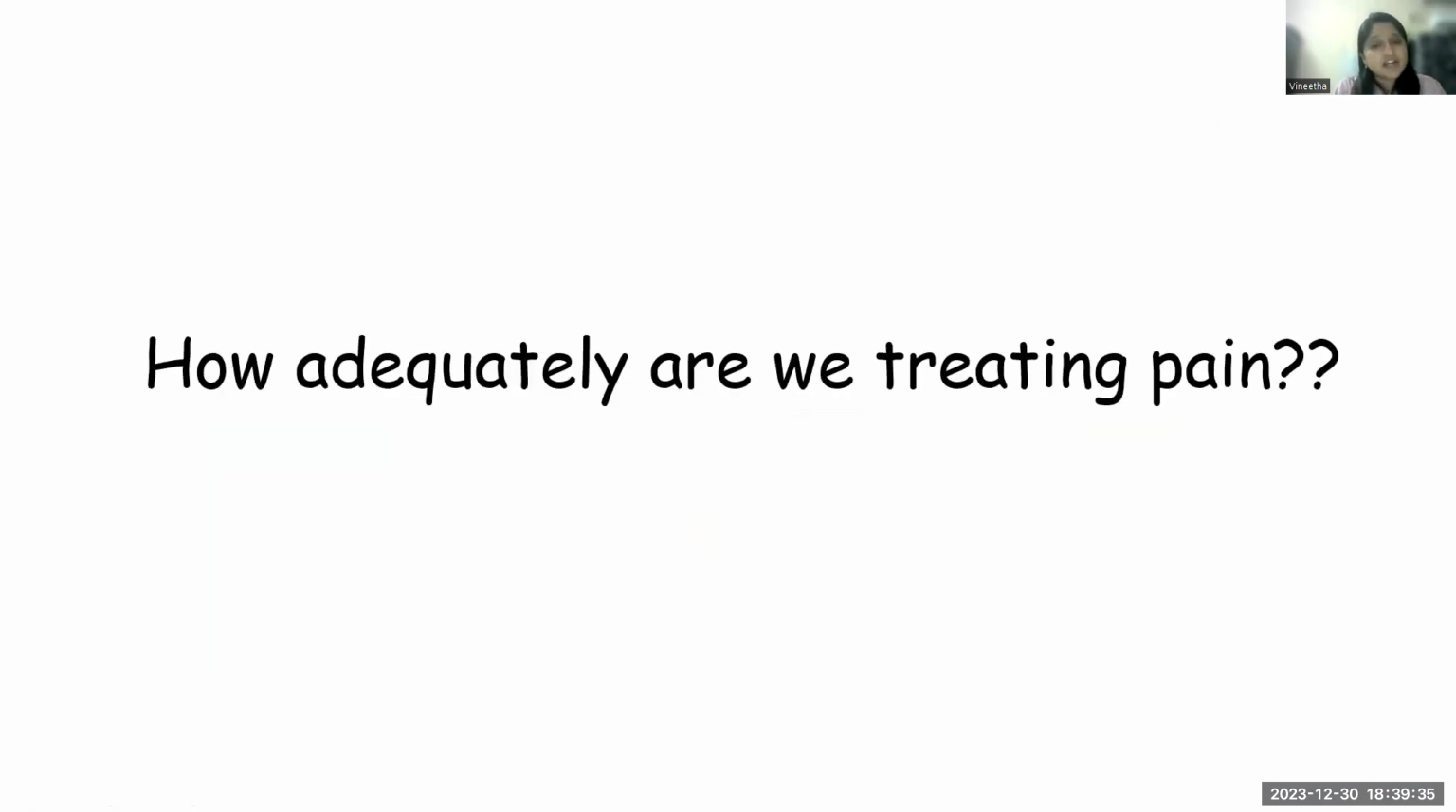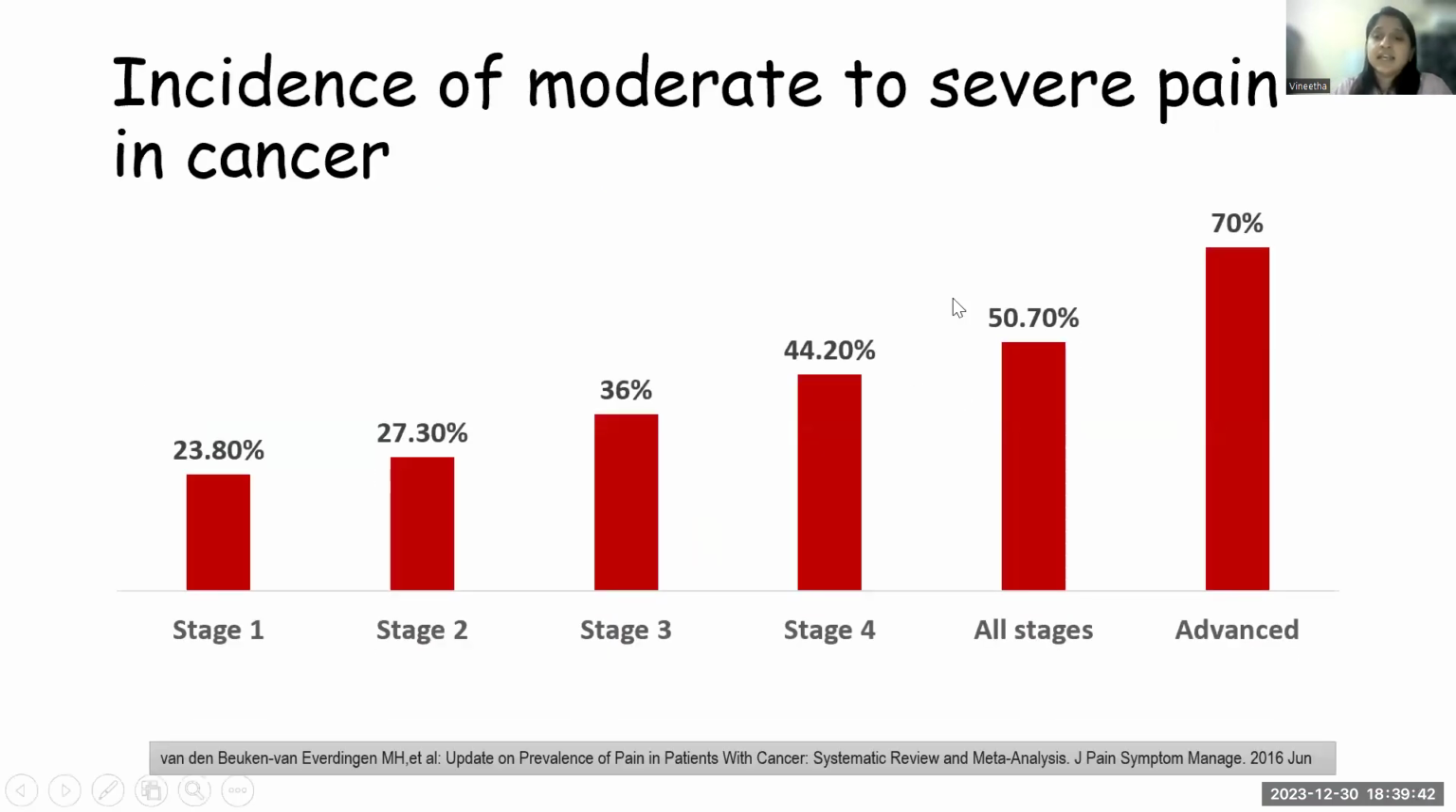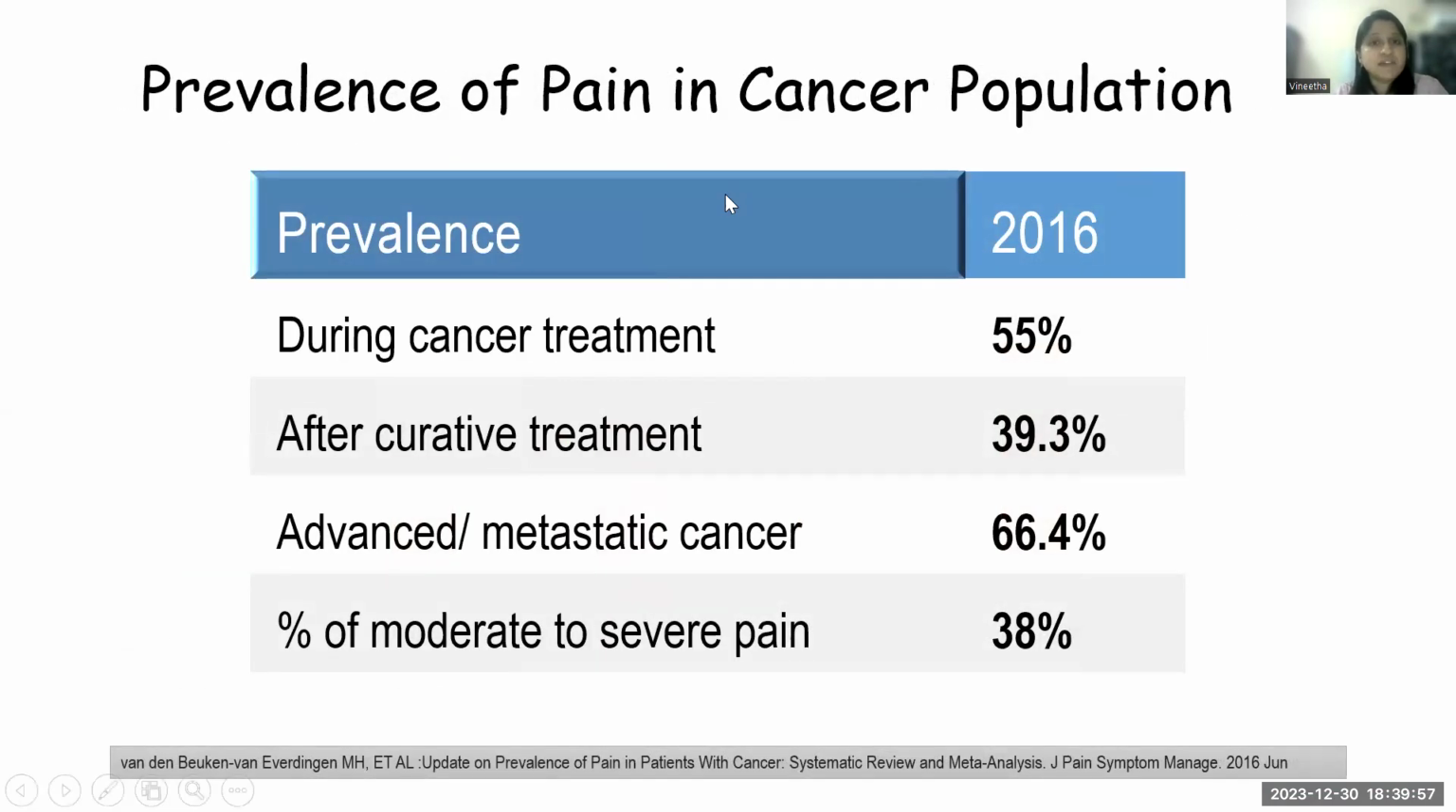Now, before we conclude, the question is, how adequately are we treating pain? This study found that, taking all the stages of cancer together, almost 50% have moderate to severe pain, and in advanced malignancies it is 70%. And this is the prevalence of cancer pain. We can see that around 40% is the prevalence of moderate to severe pain in cancer patients, and in metastatic or advanced cancer, it is more than 65%.